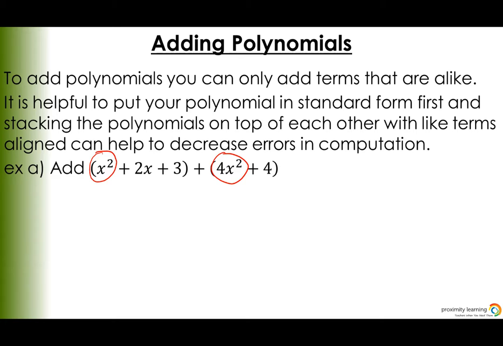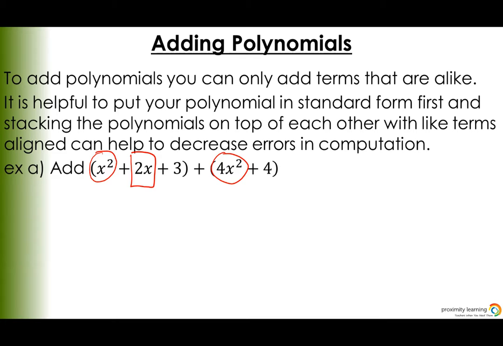The next term I see is 2x. I'm going to put a square around it. Now, looking at the second polynomial, 4x squared plus 4, I notice that there's no term with x. It's alone, so 2x gets to be in the final answer. It just gets to chill.